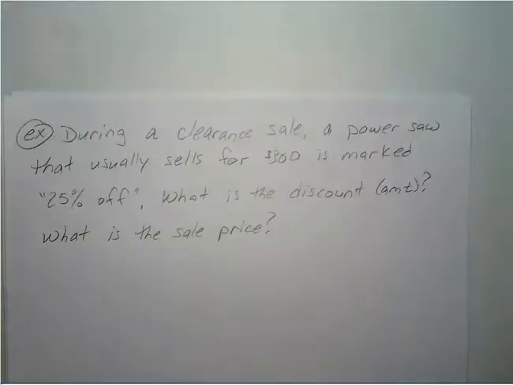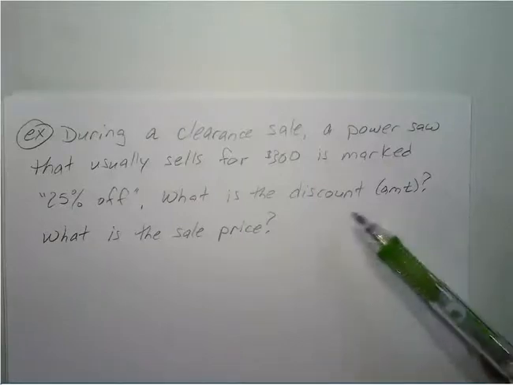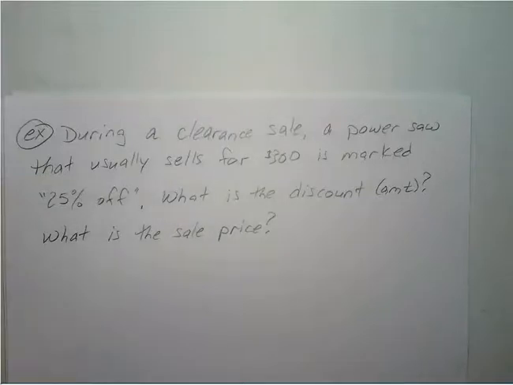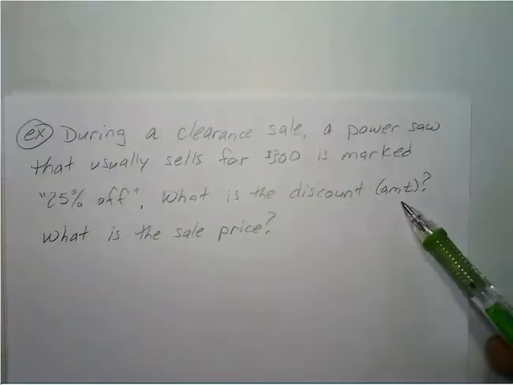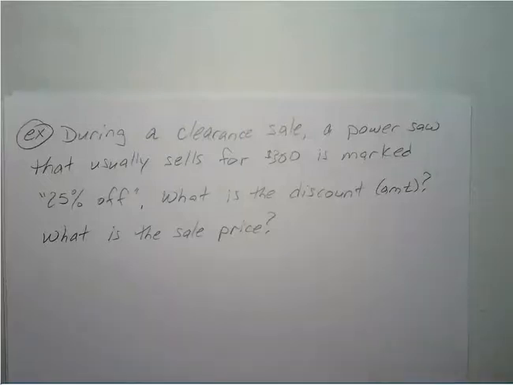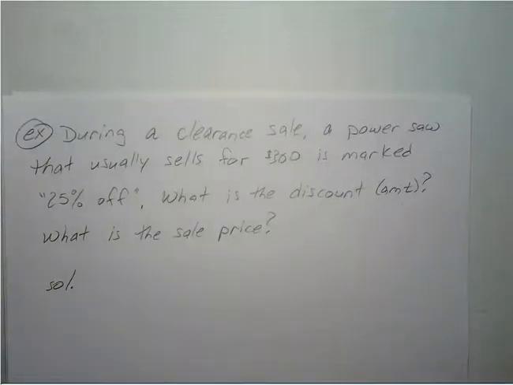During a clearance sale, a power saw that usually sells for $300 is marked 25% off. What is the discount amount? Notice it says the amount in parentheses, because sometimes they will ask for just the discount and they will mean the discount amount. So be aware that sometimes you won't see the word amount there. If they ask what is the discount, they mean the discount amount. And what is the sale price? Let's jump into solving this one.